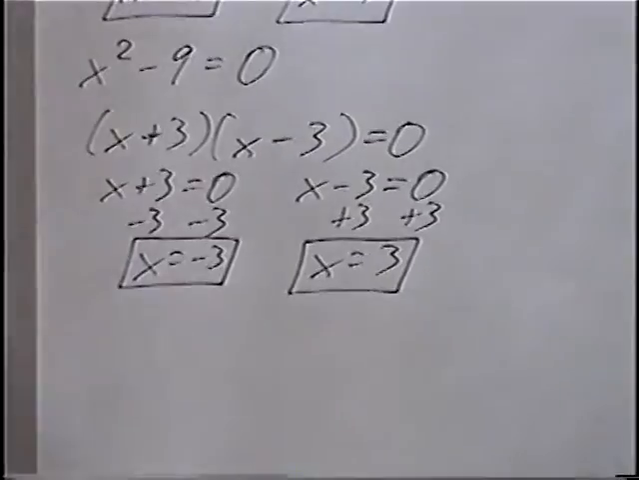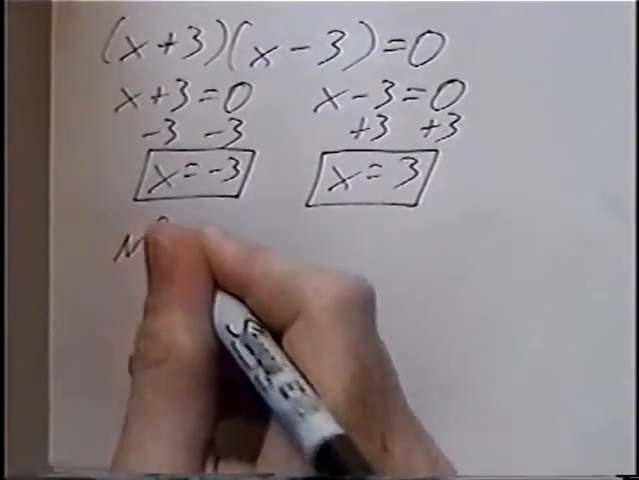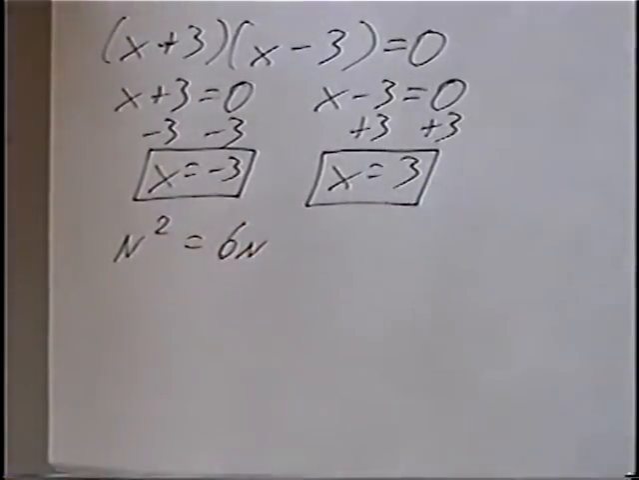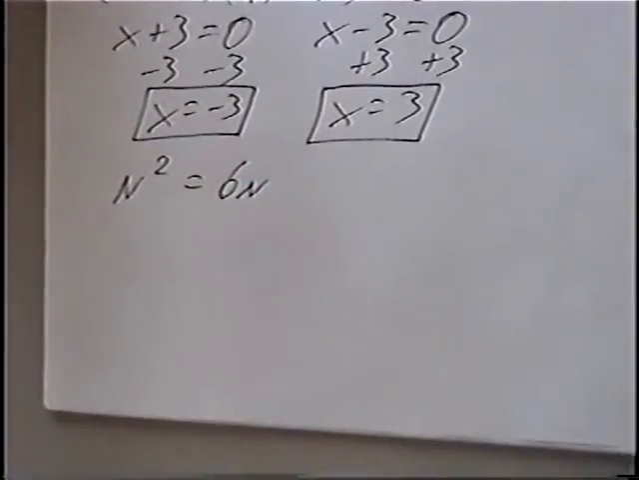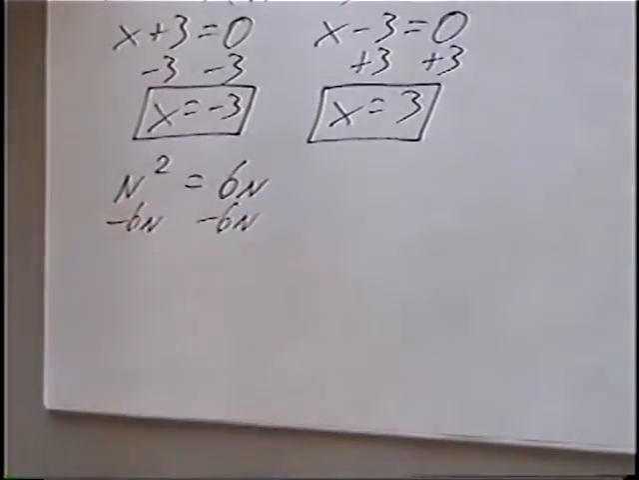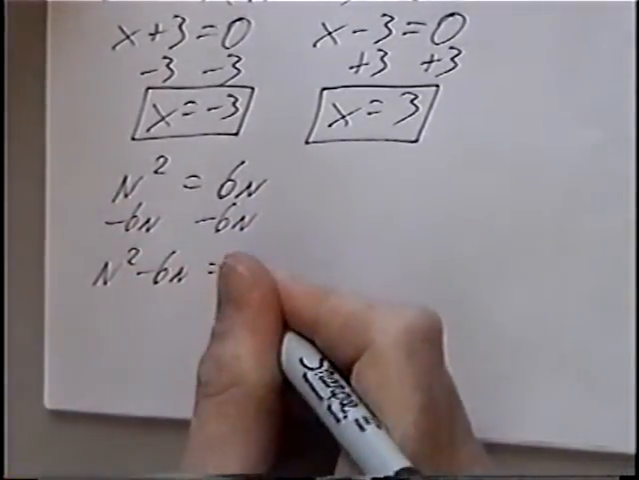Last question for the section. n squared equals 6n. To solve this question, we want both variables on the same side. So we can subtract 6n. We'll have n squared minus 6n equals 0.